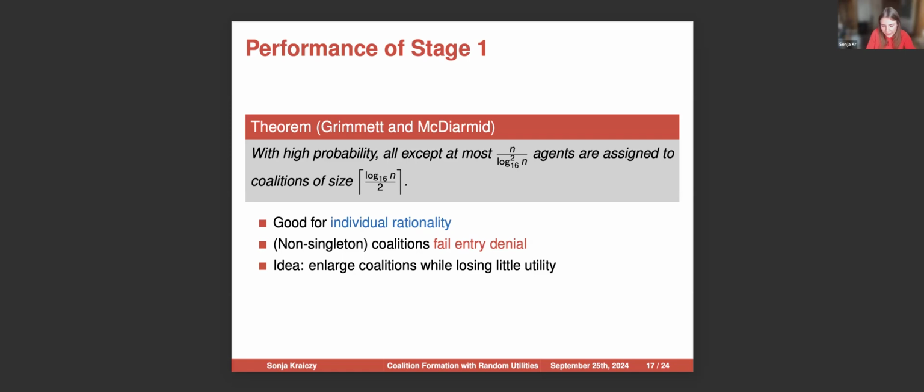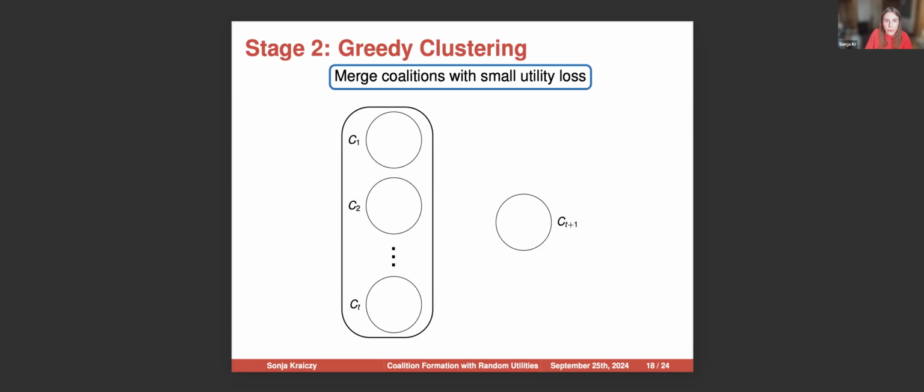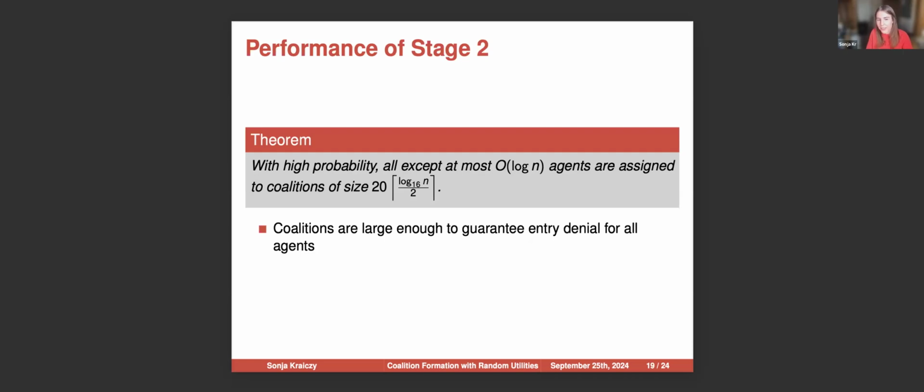The goal is to make the coalitions larger, so that it's very likely that for any given agent, someone in this larger coalition is going to reject them. So I will not go into the details, but stage 2 roughly does this. We find some way to increase these coalitions so that now they are large enough. And actually, a sufficiently large constant factor larger is enough. We again have some leftover agents that we need to deal with, but now we have successfully enlarged these coalitions, and we will be able to guarantee entry denial even for the remainder agents. It's just large enough for the analysis now.